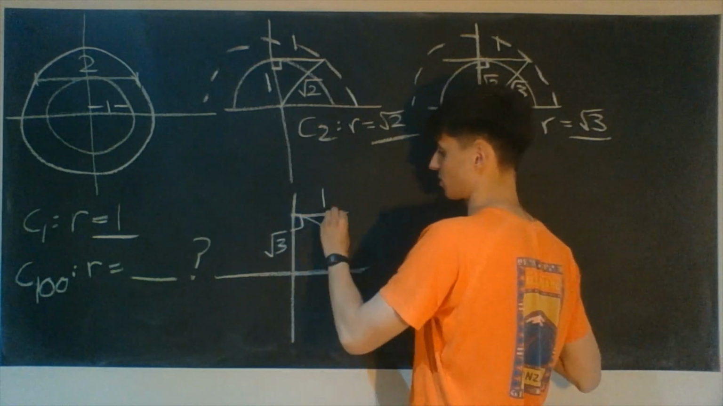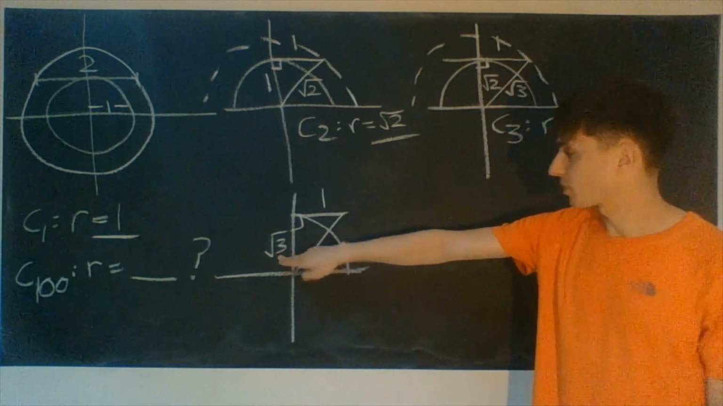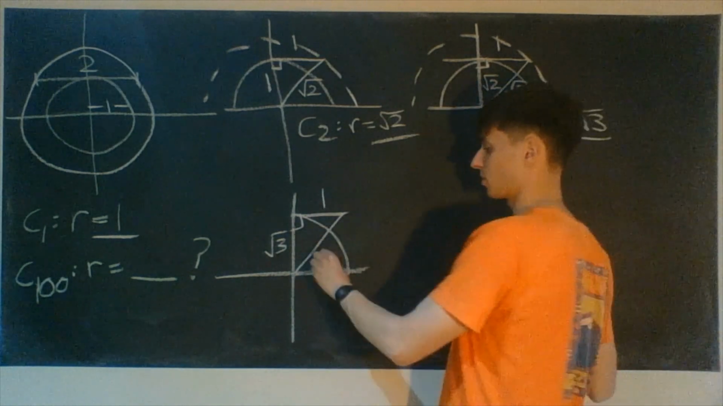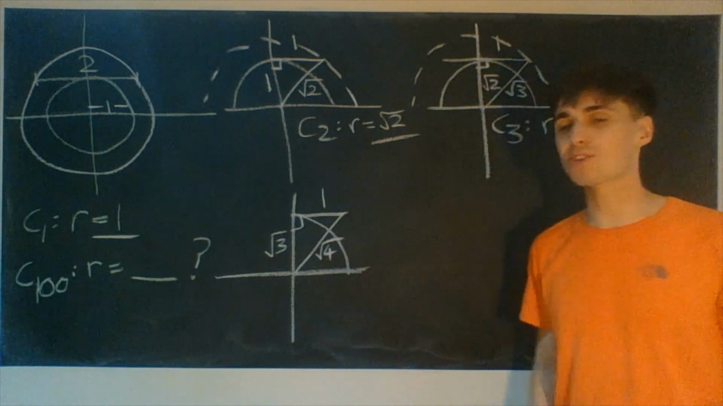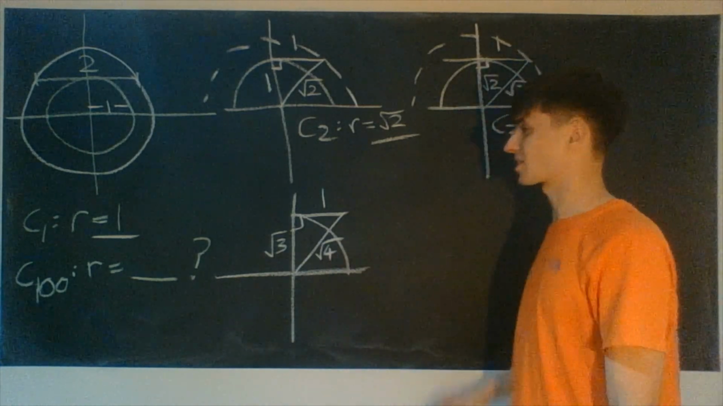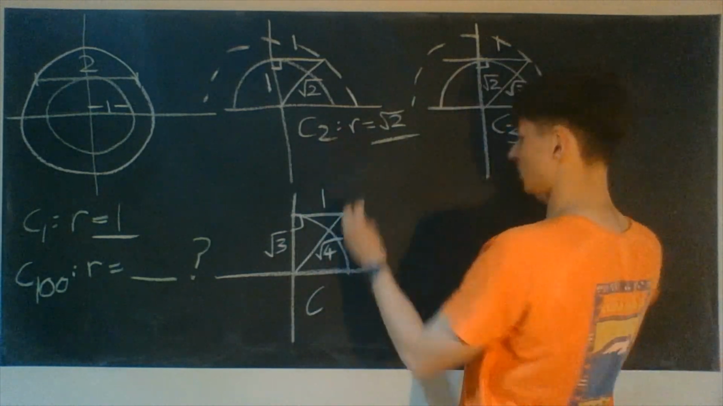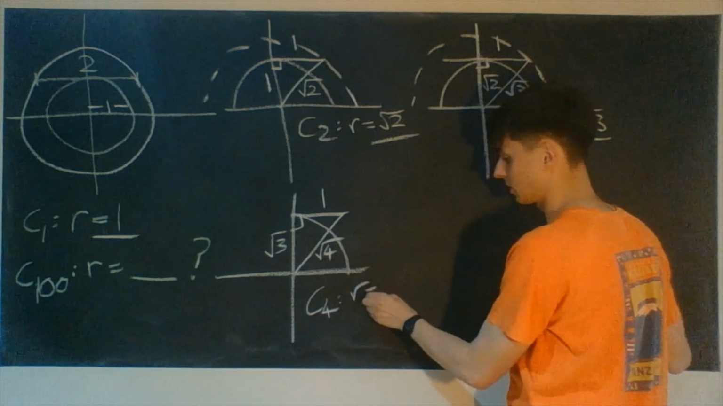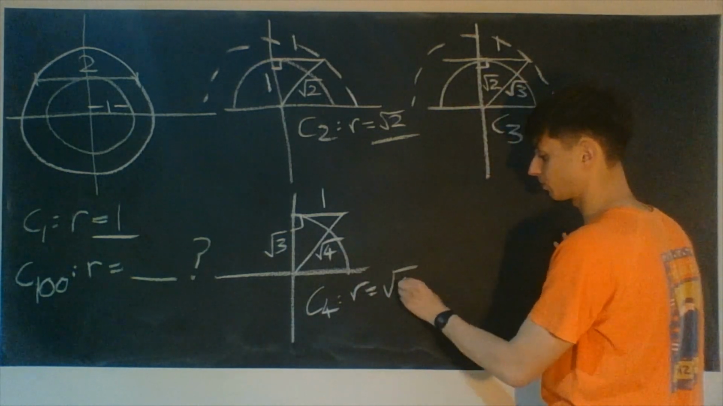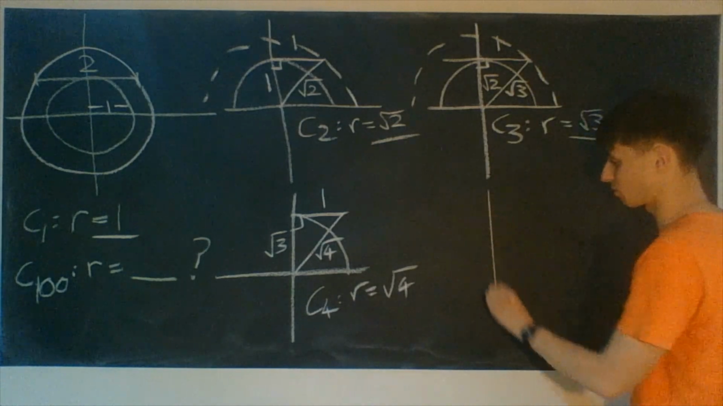Always going to be 90 degrees. Root 3 squared is 3, plus 1 would give us 4, so we'll get square root of 4, which we know is just 2, but it might be more helpful for us to leave it as the square root of 4. So we'll have C2, C3, C4, where R is the square root of 4. Should we just see what happens in the general case to finish off?